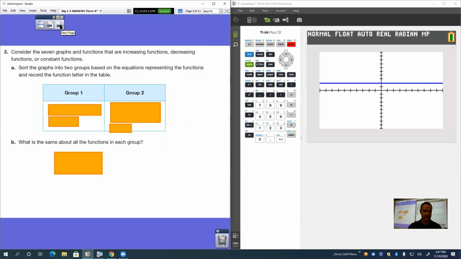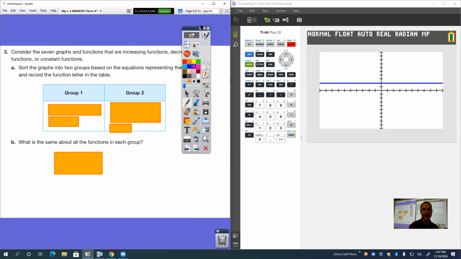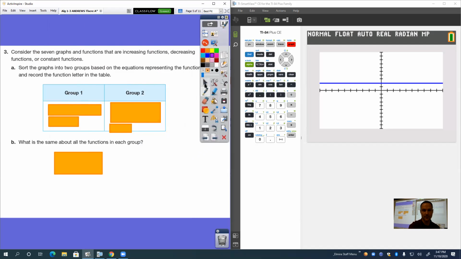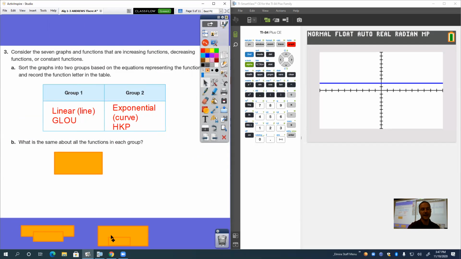For this next one, it says consider the 7 graphs and functions that are increasing functions, decreasing, and constant. Sort the graphs into 2 groups based on the equations representing the functions and record them in the table. So in group number 1, we have linear. The linear forms a straight line, and that is graphs G, L, and O. Exponential are your curved graphs. So those are H, K, and P.